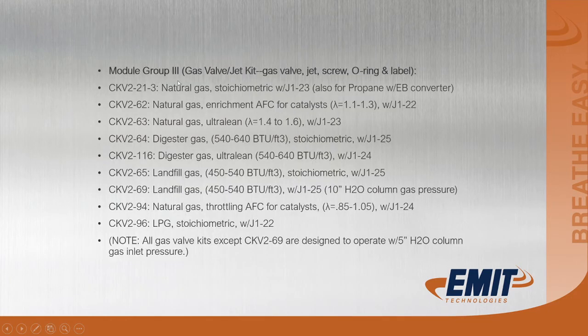You can go to the IMCO book and find which jet you should be using and which gas valve you should be using. And these are all kit numbers where you get the jet and the valve, and it depends upon what you're running that with. Like this one is a CKV-62 enrichment for an AFRC for a catalyst with a lambda 1.1 to 1.3. So that would obviously be something leaner than a ridge burn. Okay, so just the different jets you can put in.